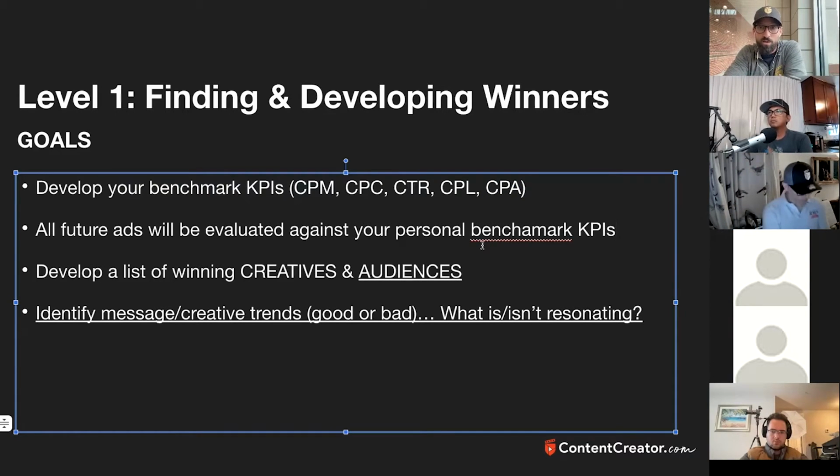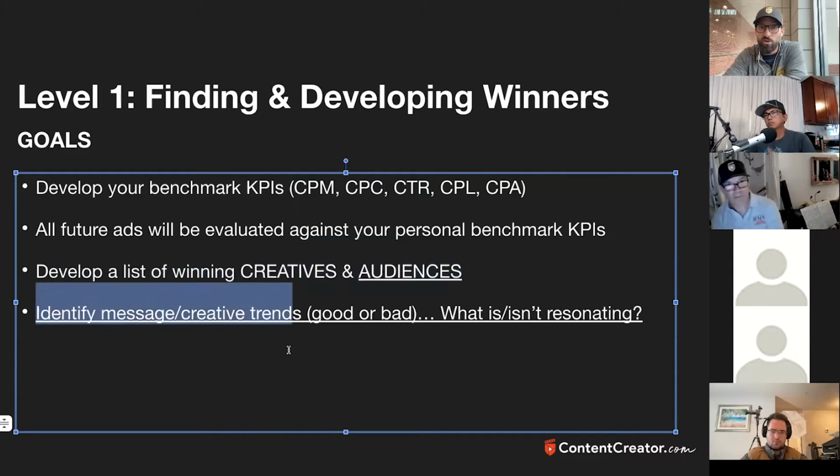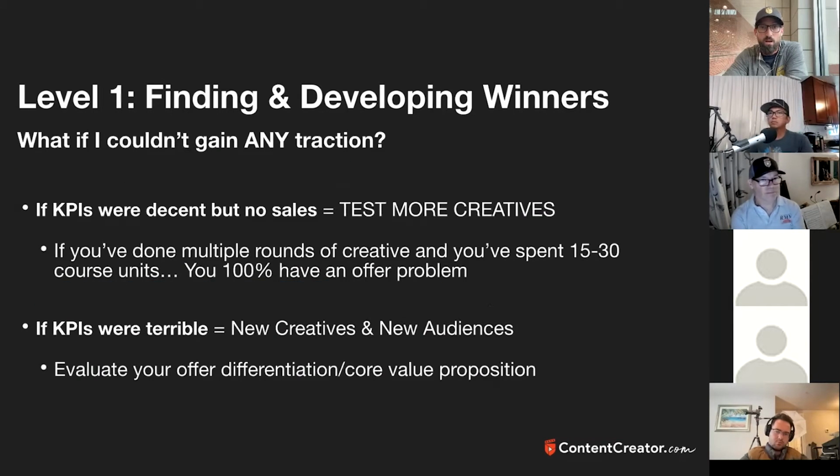and then you evaluate them based on that. What this will let you do is start to develop a list of winning creatives and different audiences. Okay. And then you'll start to see the messaging, creative trends, what's resonating, what isn't resonating. And it's really important for when we get to horizontal scaling.